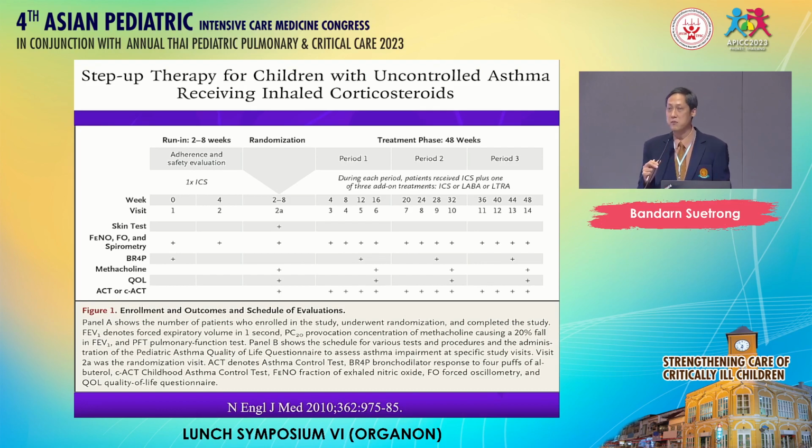And another option may be we can add a long-acting beta-2 agonist to this kind of patient, right? So the study included all treatment options in every single patient. Option A may be a double dose of inhaled corticosteroid. Option B is adding a leukotriene receptor antagonist. And option C is adding a long-acting beta-2 agonist.